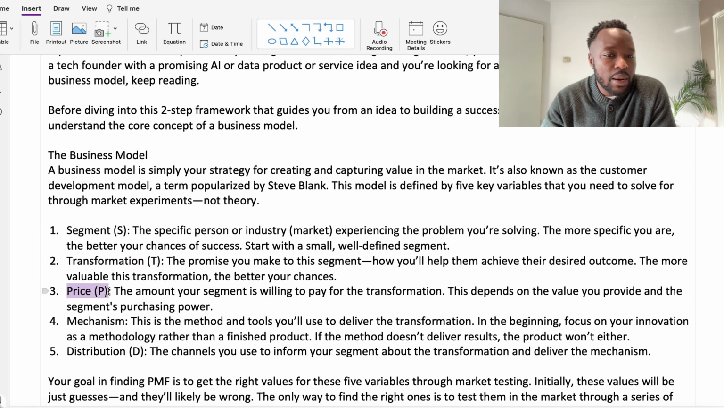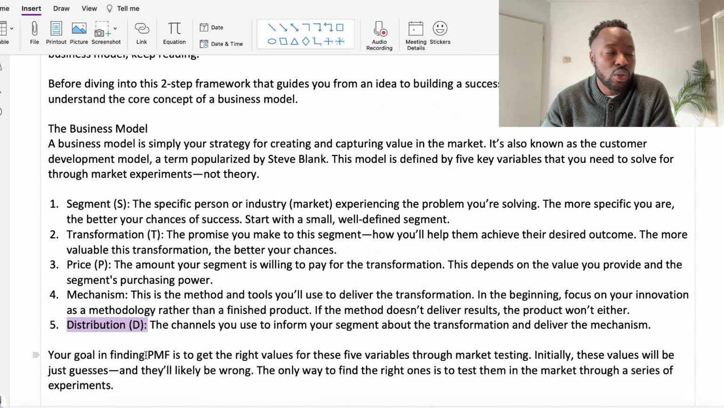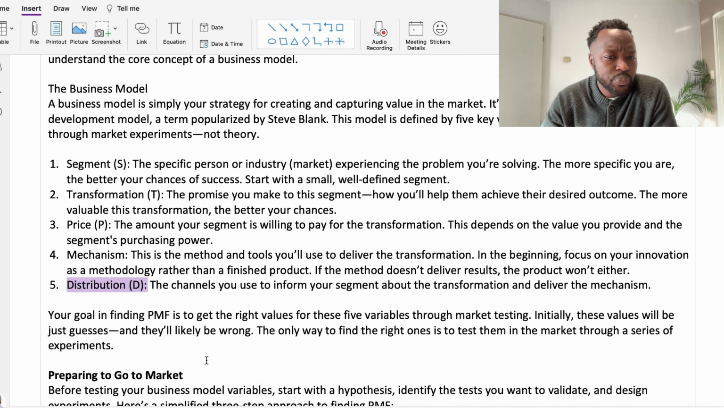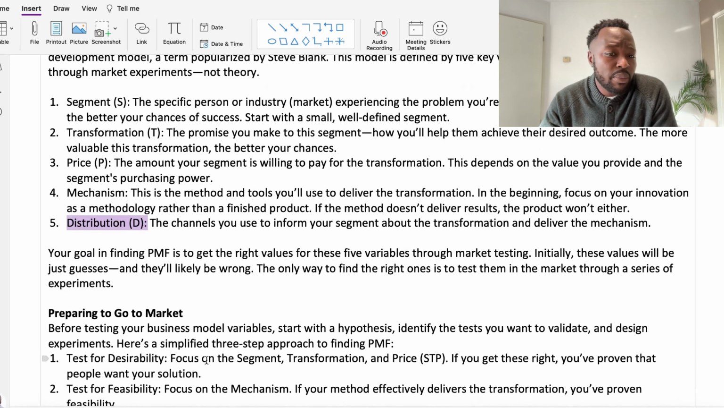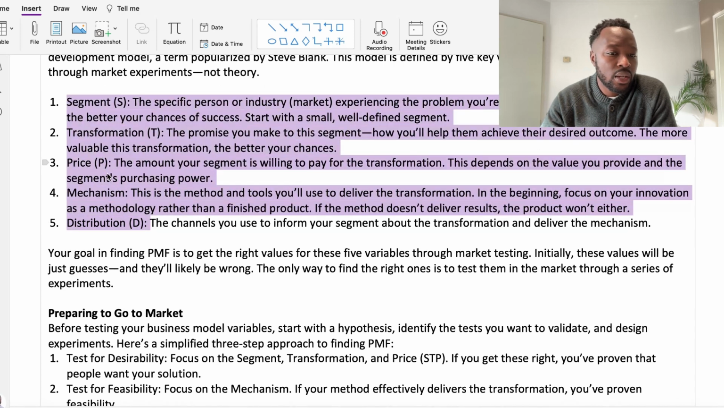The third variable is the price, the amount your segment is willing to pay for that transformation. The fourth variable is the mechanism. That means the method or the tools or whatever you're going to use in order to solve the problem for that segment. And lastly, the distribution, which is the channel you are going to use to inform the segment and also to deliver the mechanism. So solving for product market fit is all about finding the true values for these five variables.